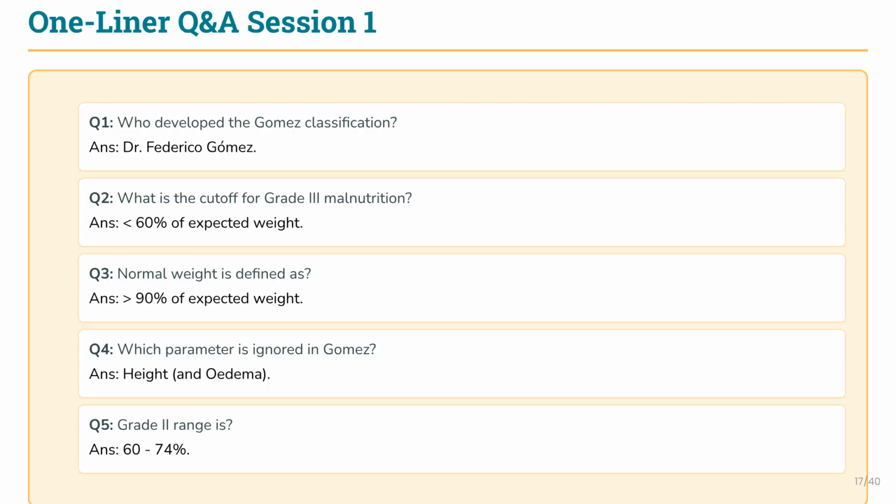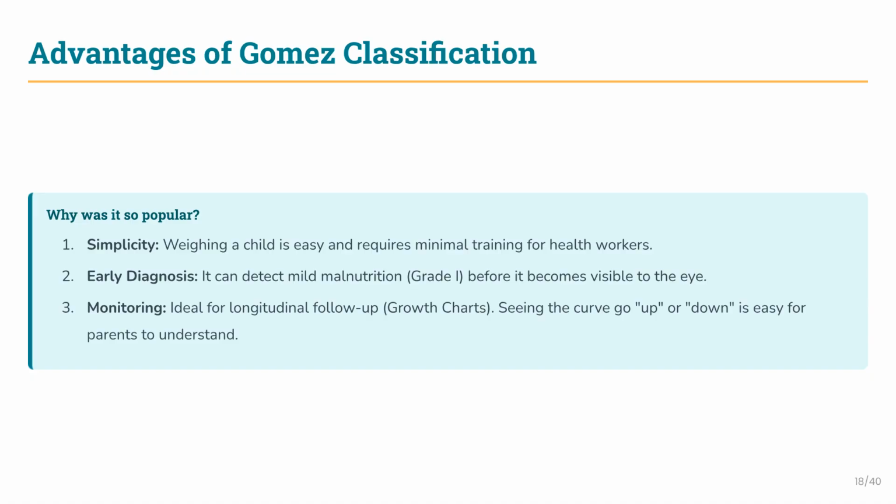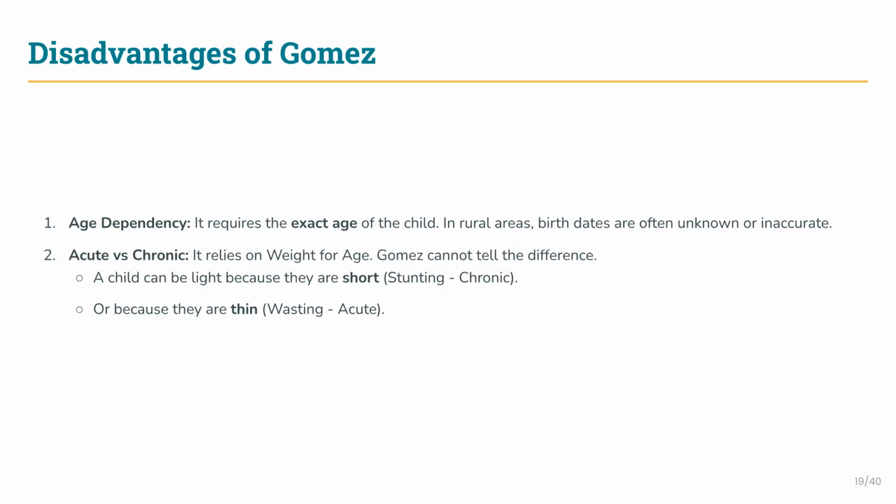Grade 3 is less than 60% of expected weight, and the parameter ignored by Gomez is height and edema. The popularity of the Gomez classification stems from its simplicity and ease of use for early diagnosis and longitudinal monitoring using growth charts. A key disadvantage of Gomez is its reliance on the exact age of the child, which can be inaccurate. Furthermore, since it uses weight for age, it cannot distinguish between acute wasting and chronic stunting.